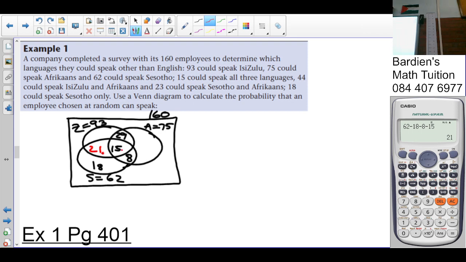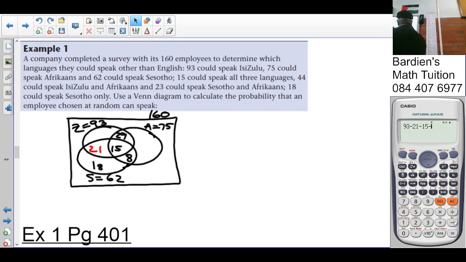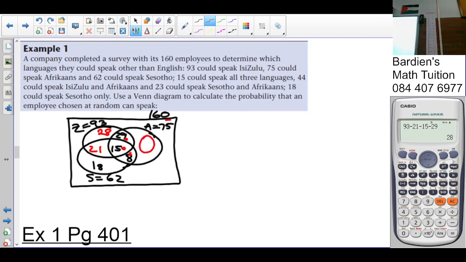Then 21 plus 15 plus 29 plus this unknown gives us an answer of 93. You all agree with that? So what do I say? 93 minus 21 minus 15 minus 29. It gives an answer of 28. You all agree with that? Then we know that 8 plus 15 plus 29 plus this unknown adds up to 75. Which means 75 minus 29 minus 15 minus 8 is an answer of 23. So 23 speak Afrikaans only. You guys agree with that?